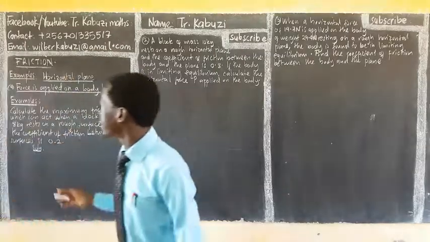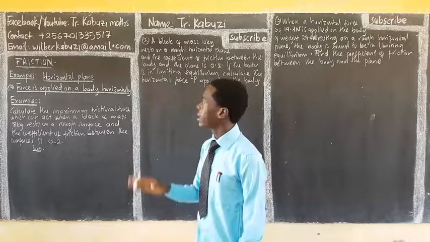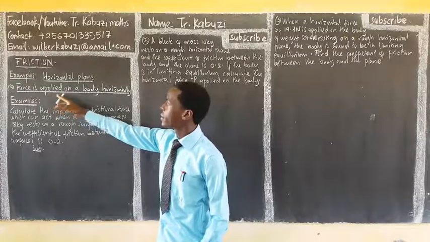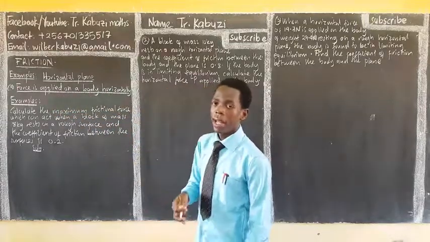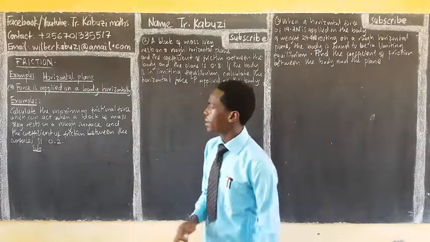Okay, now members, let us see the examples. Now here under frictional force, we are going to start with the horizontal plane. Specifically on the horizontal plane, when the force is applied on the body horizontally, then we shall see; when it is applied at an angle, then we shall move to inclined plane. So let us start with this one.